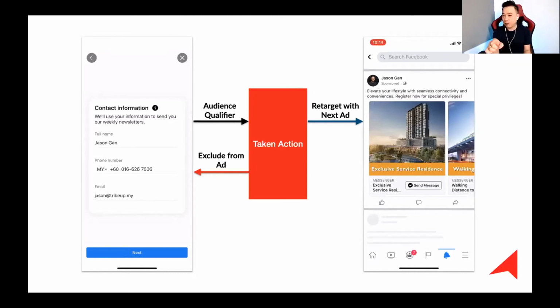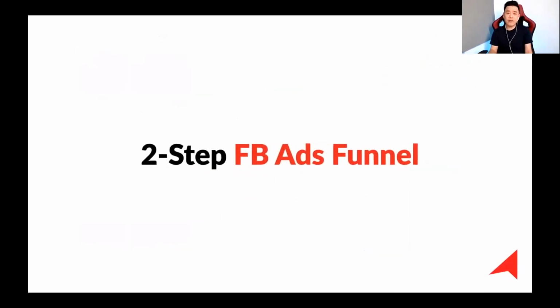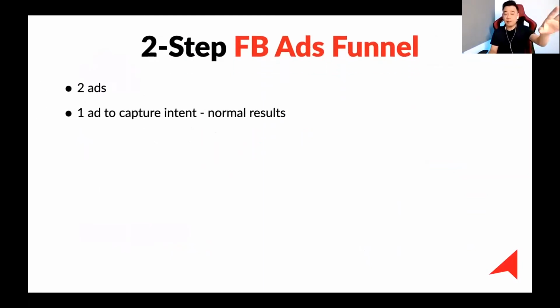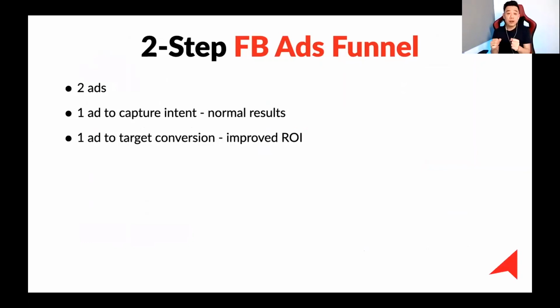The second one is really to get people to send a message, which is to start a conversation on the Messenger chat level, which we already built a bot for. So this is how you should learn how to structure your Facebook ads. Fundamentally, the two-step funnel framework is a framework where we run 2 ads at the same time. One ad is to capture intent, which is already going to get you normal results. And the second ad is to target the conversion, which helps you improve your overall ROI.